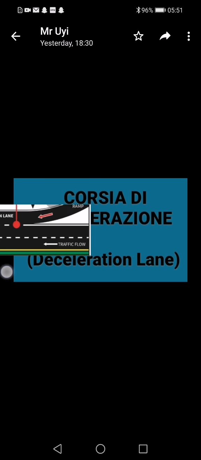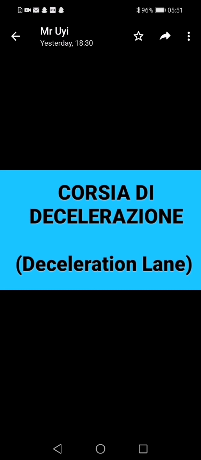So we also have another one, corsia di decelerazione, deceleration lane. Just the opposite of that. When you are leaving a road with a very high speed, you get to this lane first before you start applying your brake. You have all the time to reduce your speed as you are leaving the road using this lane, so you will not cause obstruction for other vehicles that are still continuing with their traveling.